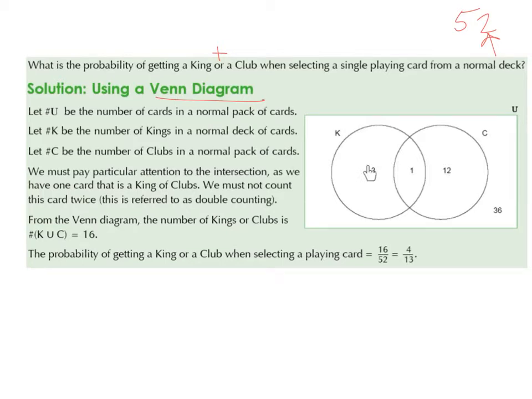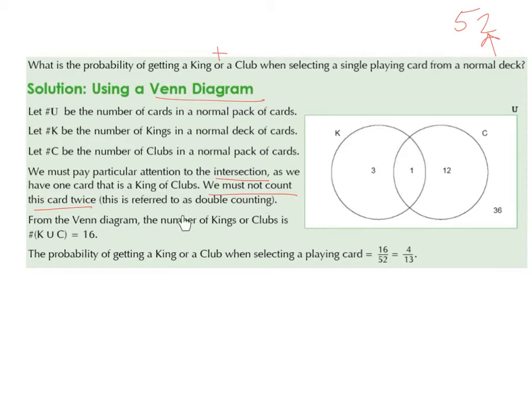And then 3 plus 1 plus 12 makes 16 cards in total. And 52 take away 16 leaves us with 36. So there are 36 cards left over in the universal set. We must pay particular attention to the intersection, as we have one card that is a king of clubs. We must not count this card twice. This is referred to as double counting.